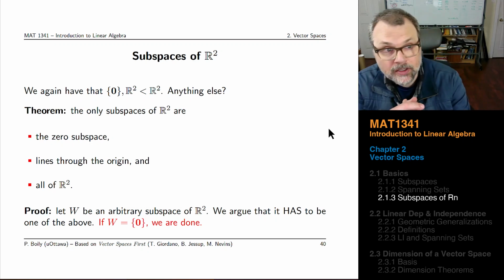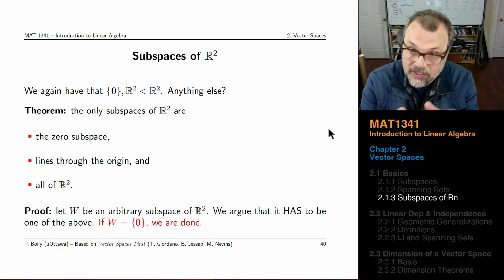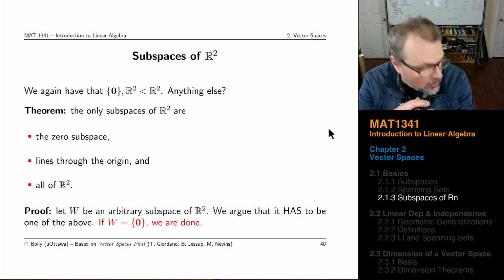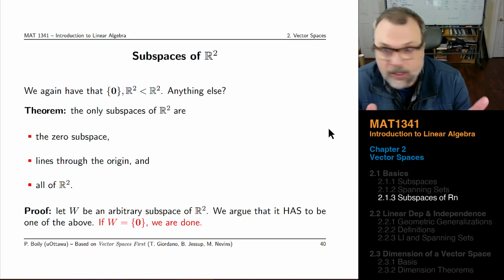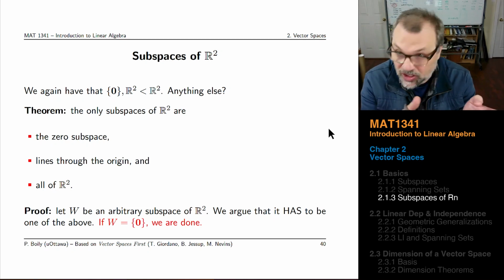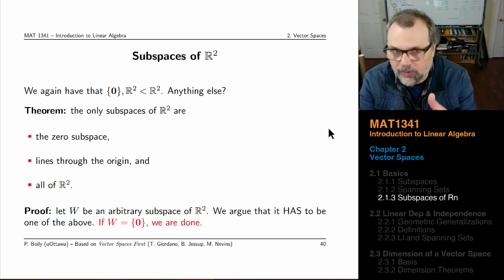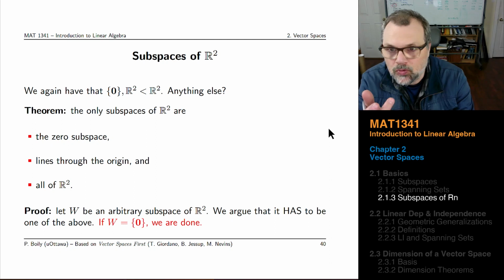For R squared, for sure we will have the zero subspace, which in this case, the zero vector is a vector with two components because I live in R2. For sure the zero subspace is a subspace of R squared. And for sure R squared is a subspace of R squared because R squared is contained in R squared. It's exactly the same. And we know that R squared is a vector space. So R squared is also a subspace. Great. So we at least have two subspaces.